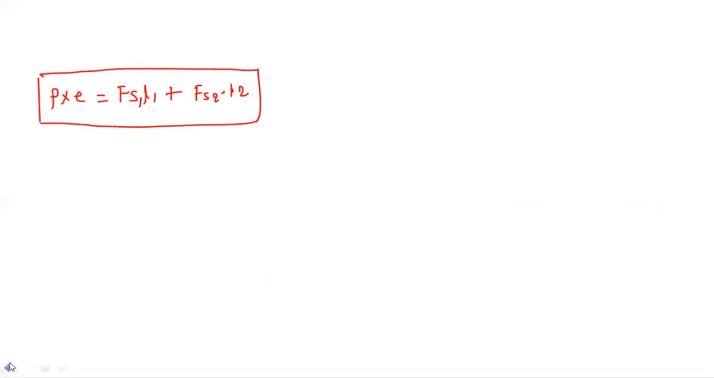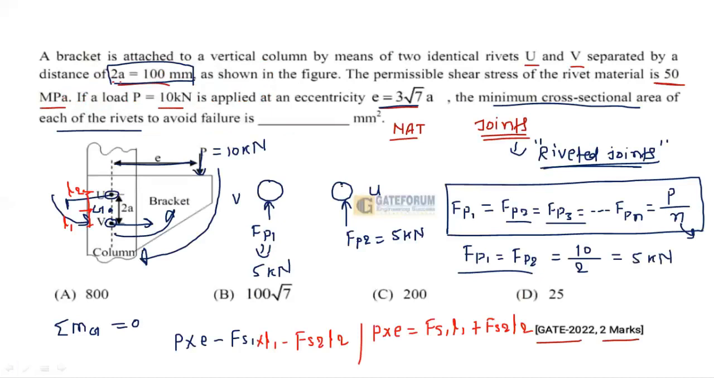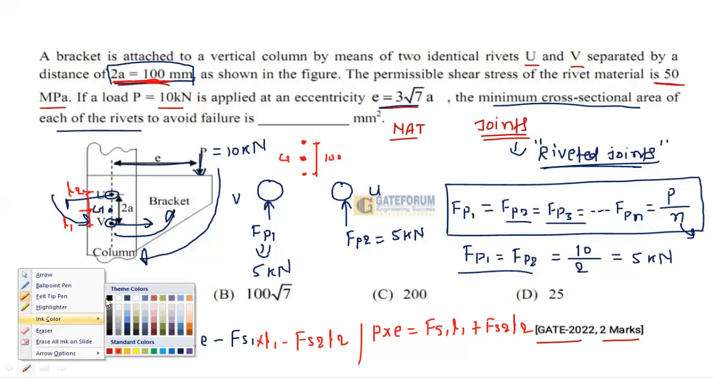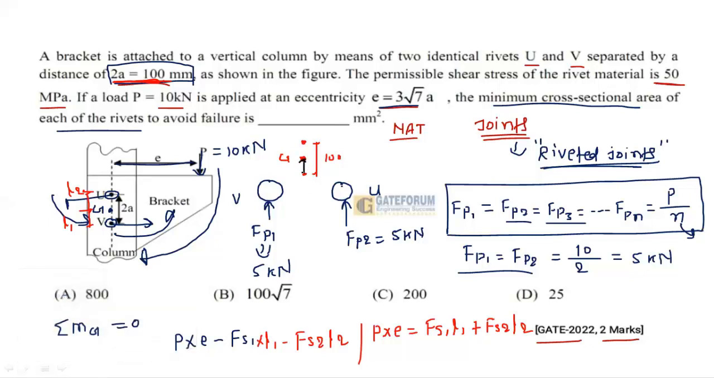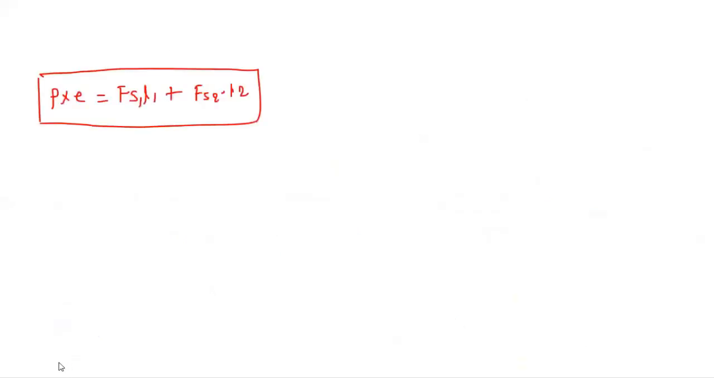How can I calculate them? But one thing, my dear friends, you have to keep in mind here: in this question 2a is given. So this is rivet U and this is V. Their distance is given, 100 mm. So the center of gravity at point G will be 50 mm from each. So L1 and L2 are known. L1 is equal to L2, which is 50 mm.